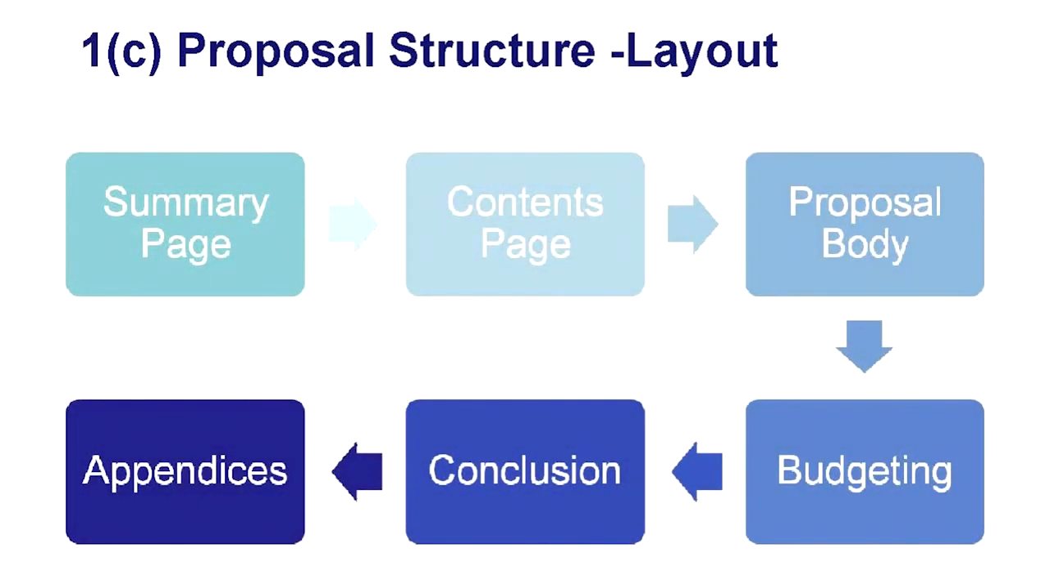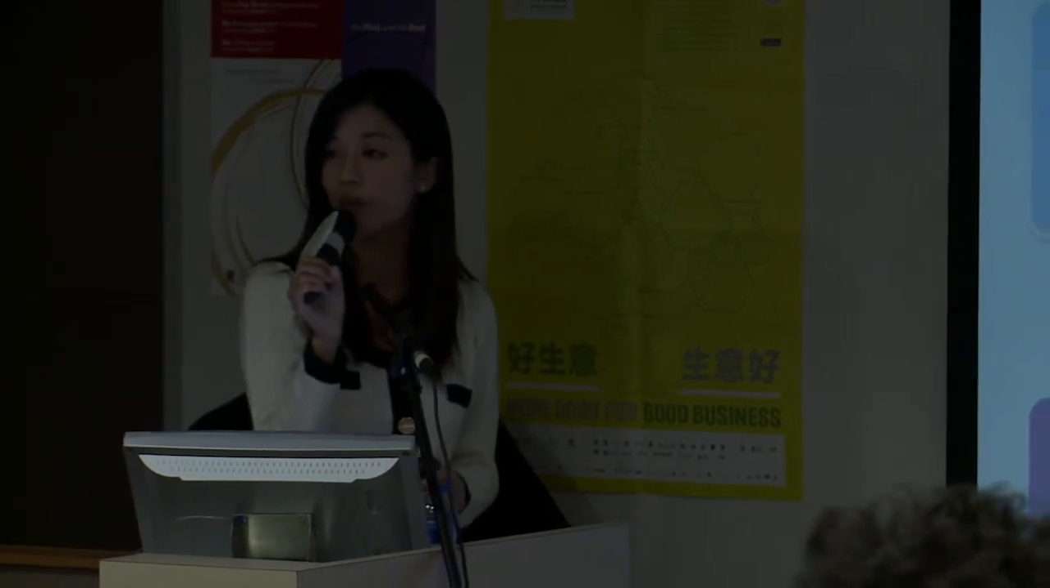So the proposal layout. We should have a summary page, the contents page, the proposal body, the budgeting, the conclusion, appendices. So the summary page, why is it before the contents page? Does anyone know?